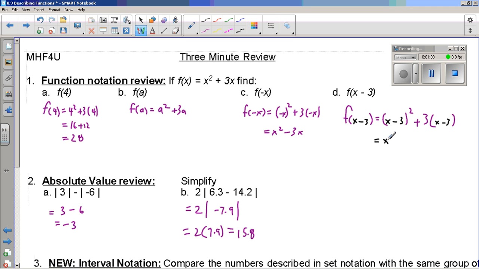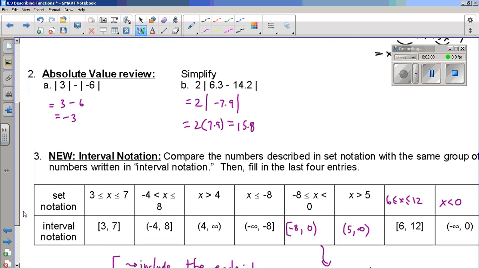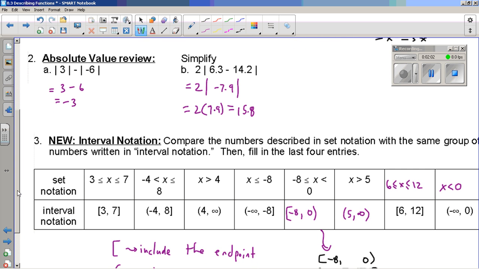So this is x squared minus 6x plus 9 plus 3x minus 9, and I collect some like terms there. Those are like terms, and I get x squared minus 3x. It's a little bit of a coincidence there. You see some absolute value review. That should have been no problem, just a calculator exercise.